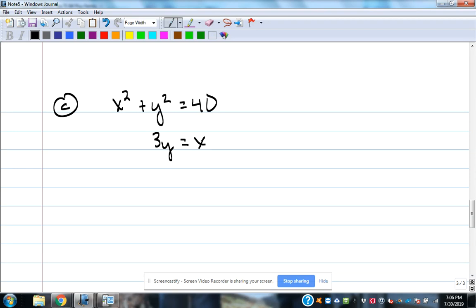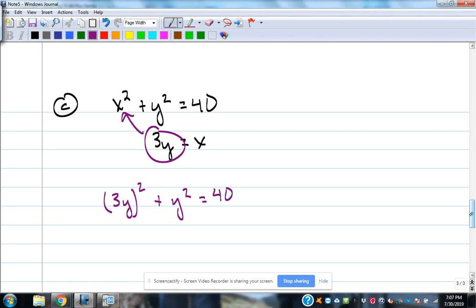Let's see if we can solve it. So I see this problem, and I see I've got an x by itself. Anytime I see an x by itself, that tells me, hey, do substitution. Don't even try elimination. If I've got an x by itself or y by itself already, go ahead and do a substitution. So much easier. So instead of x, I'm going to put 3y, and I'm going to square it because the problem had x squared in it.